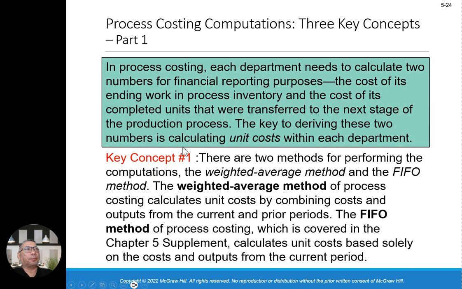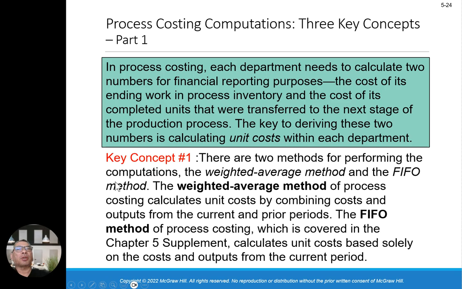Okay, process costing, within there are three concepts. Part one. Okay. In process costing, each department needs to calculate two numbers for financial reporting purposes: the cost of its ending work in process inventory and the cost of its completed units that were transferred to the next stage of the production process. The key to deriving these two numbers is calculating the unit cost within each department. The key concept one is that there are two methods being used: the weighted average method and the FIFO method.